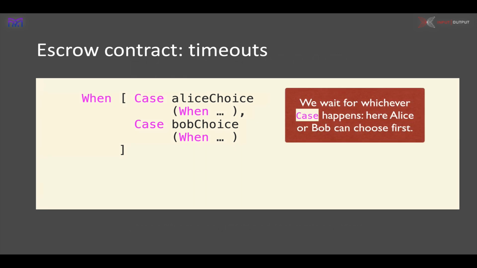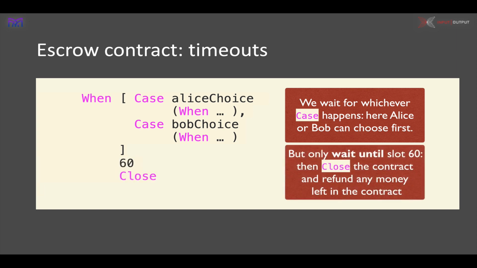So in this case, we wait for whichever of these happens. It could be Alice making a choice, it could be Bob making a choice. But this is where the change comes. We only wait for a certain amount of time. We wait until slot number 60, for example. Slots are effectively times in which blocks can be created, so this is pretty much the same as block 60. So we wait up to a certain point of time according to time as the blockchain measures it.